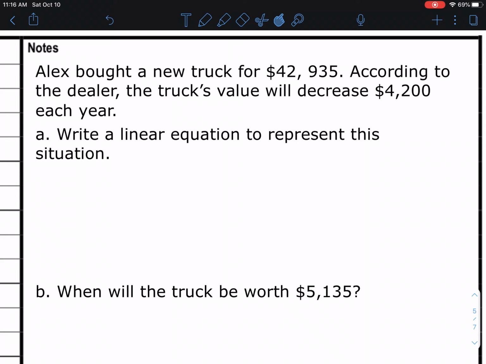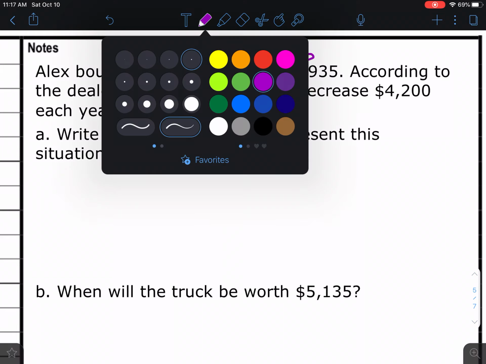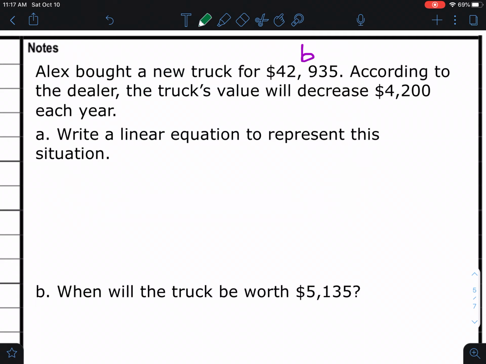So once again, I want to determine what is what. Now, we know that his truck was $42,935. As I said before, your starting spot is your y-intercept. So you should be thinking, oh, that's where we're going right there. That's my starting spot. And then here is our rate of change. Our rate of change in this particular case is it's decreasing by 4,200 every year. So this is your slope. That's your m right there.